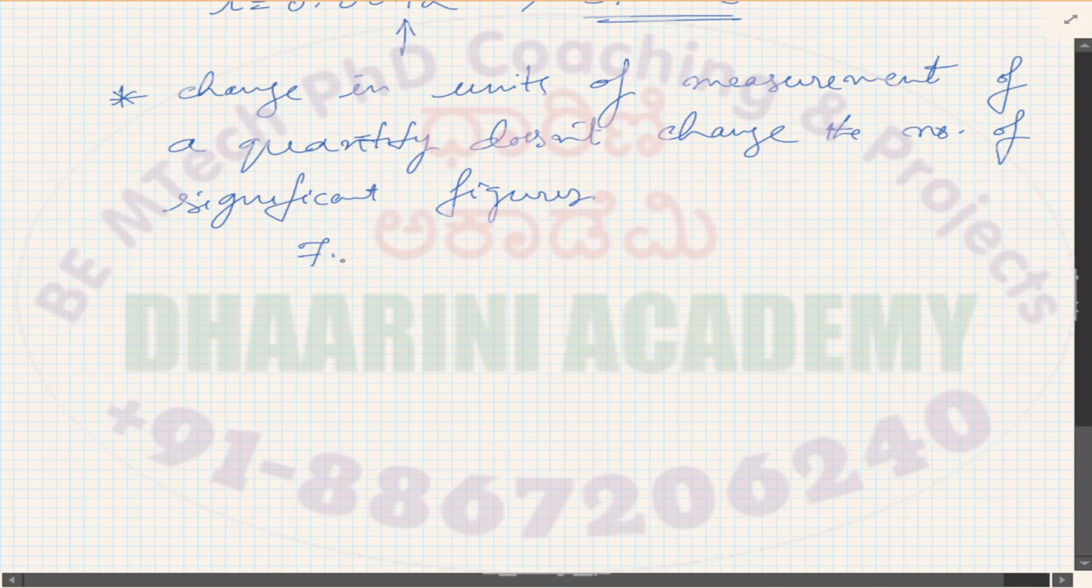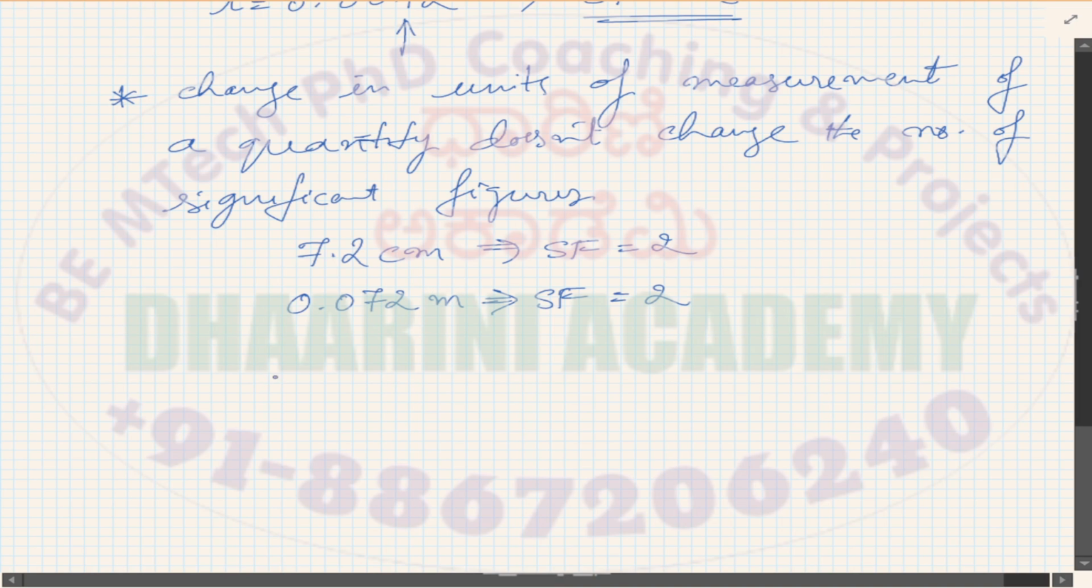Say I write 7.2 centimeters. What is the SF? In this case, I know that SF is equal to 2. Now let me convert 7.2 centimeters into meters. Into meters means this is 0.072 meters. What is the SF in this case? In this case also it is 2. See the same number, 7.2 centimeters became 0.072 meters.